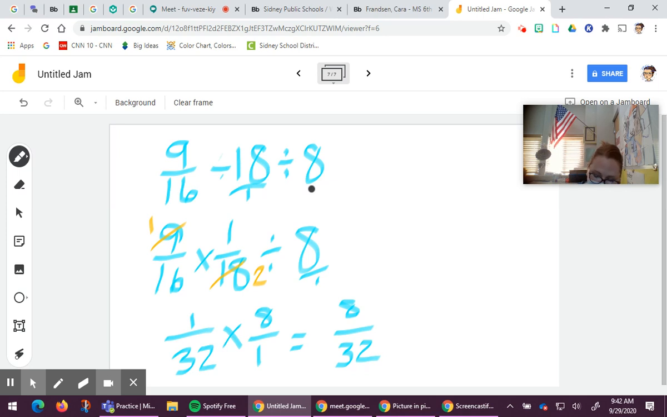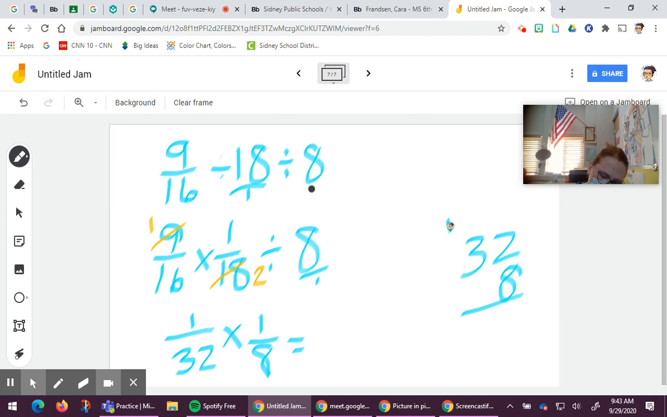Mrs. Franzen, you can't flip and multiply? What's wrong with you? You have to remember to flip that second number. Flip and then multiply. Whew, thanks for catching that. So now I have to multiply 8 times 32. Gosh, Mrs. Franzen, that's a lot of work. 256.